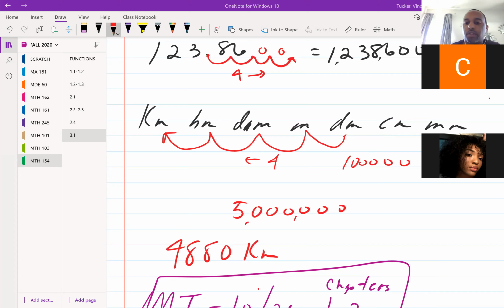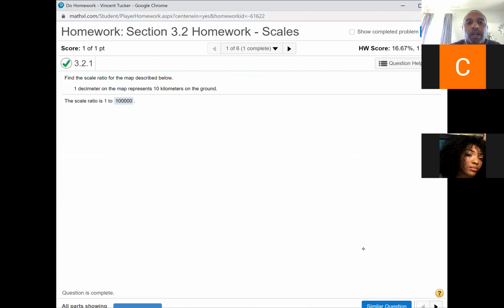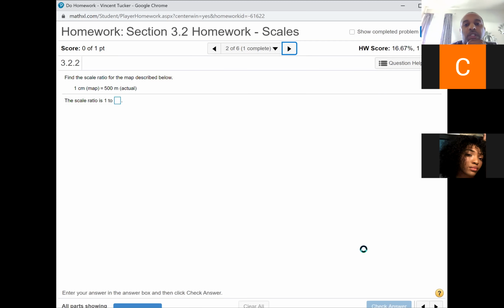Let me share it. Yeah, so we had 10 kilometers converted to decimeters by moving the decimal, oh, not 2 places, 4 places to the right. So that means all you did was add 4 zeros to that ratio, to that 10. And they gave us 100,000. And that goes back to our relationship of our meters to each other.